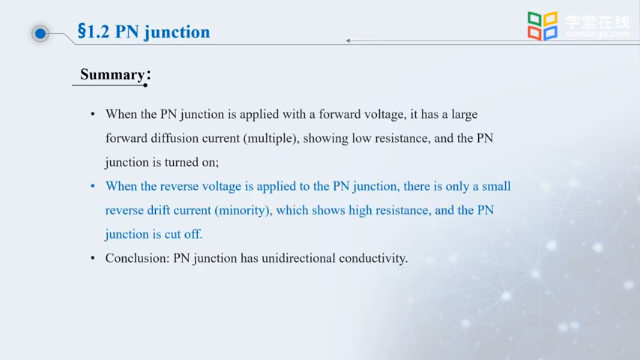Let's summarize. When the PN junction is applied with a forward voltage, it has a large forward diffusion current. It is formed by many majority carriers. At this time, the PN junction shows low resistance and is turned on. When a reverse voltage is applied to the PN junction, there is only a small reverse saturation current, which is a current formed by the minority carrier. At this time, it shows a high resistance, PN junction cutoff. So the PN junction has unidirectional conductivity.